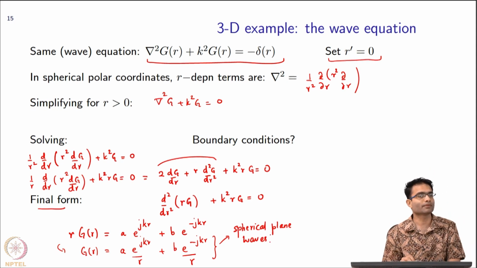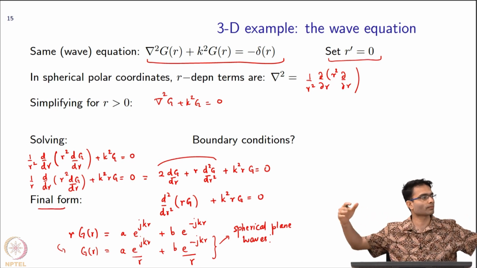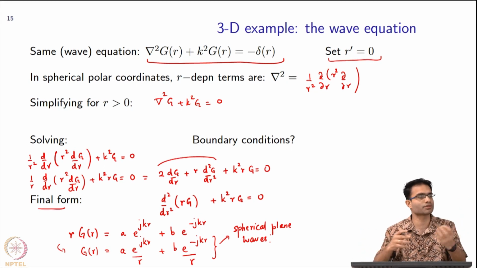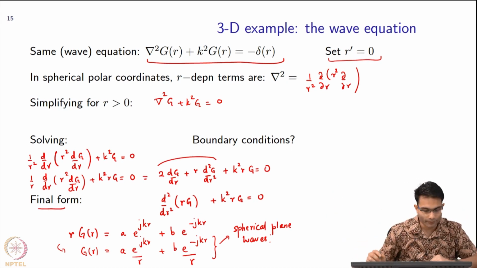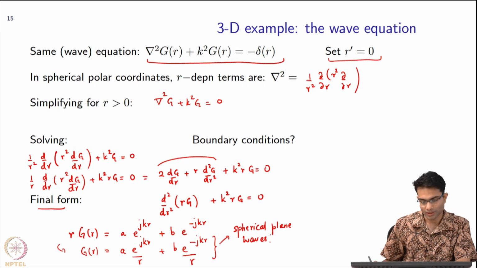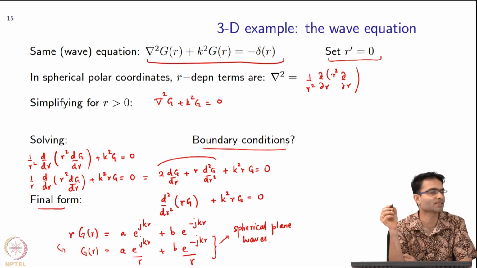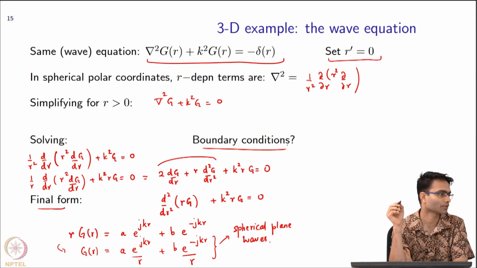Unlike 1D plane waves, the amplitude of these functions decays as you go away to larger and larger r, which is physically what you expect. If I place an impulse at the origin, as I go away, the amplitude should decay, right. So again, now we know what tricks to play, right. We can ask, of these 2 terms, can I eliminate at least one term by boundary conditions, right.